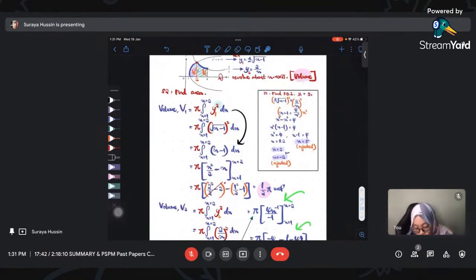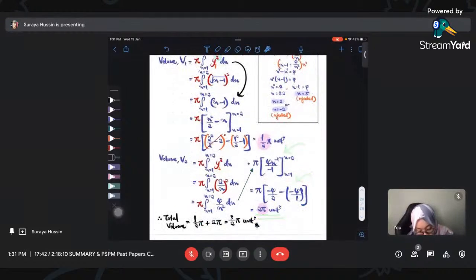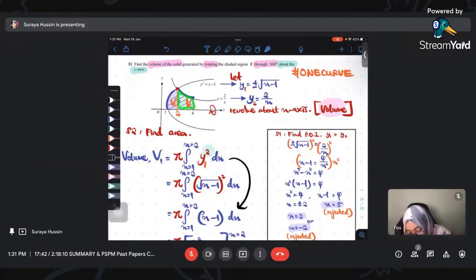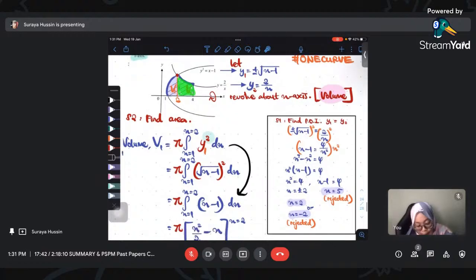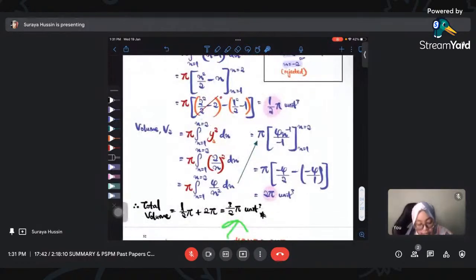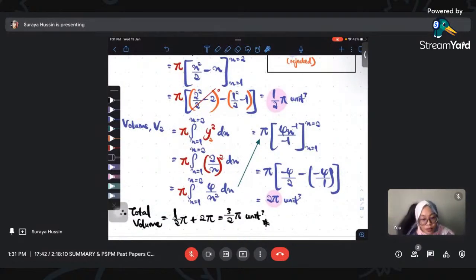After you got the value, see here, this region is bigger than this region. This is only half pi. This is 2 pi. Meaning it is very logical. In the diagram, this one is indeed bigger. So logically this one is bigger, therefore the volume is bigger. Okay. And so make sure you get the total volume, this one plus this one, you will get the answer that you are seeking from the tutorial book.